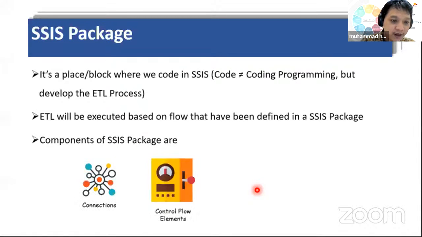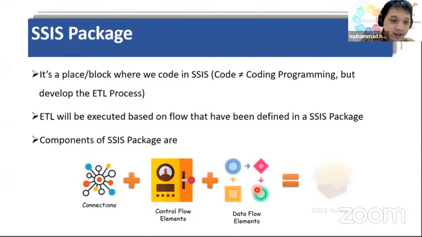And the SSIS package consists of the first one is the connection, the second one is control flow, and the third one is data flow. That is already in the screen. There are three components of SSIS package.